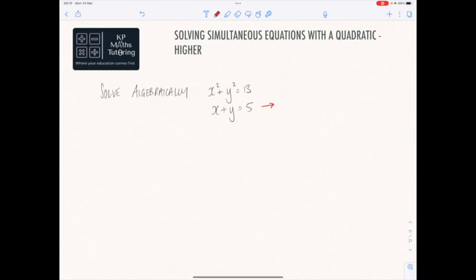Here we need to rearrange it to make either x or y the subject. It actually doesn't matter what I make x or y here, so I'm actually going to make y the subject, and it's going to become y is equal to, so this x goes over here, and it'll be 5 minus x that I'm looking at. So that's your first mark.